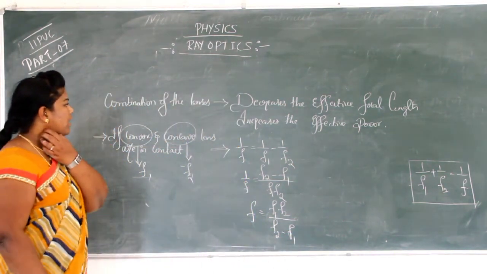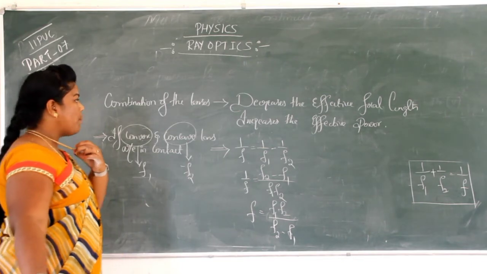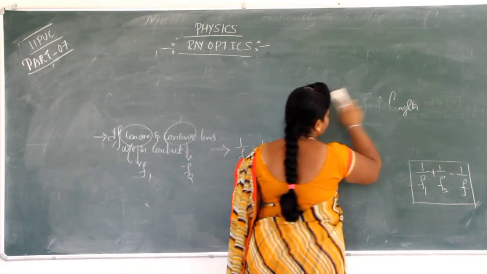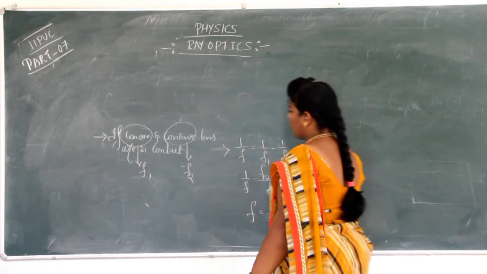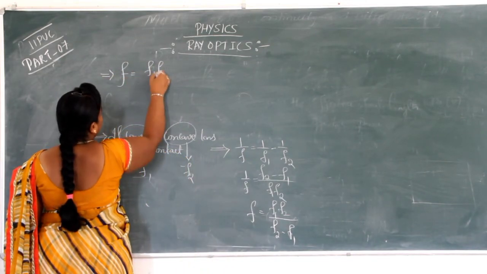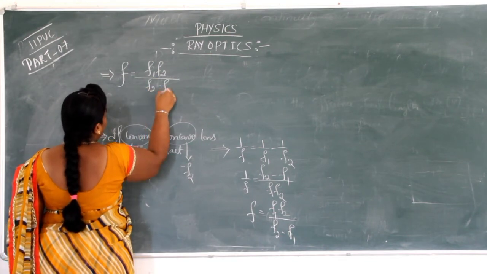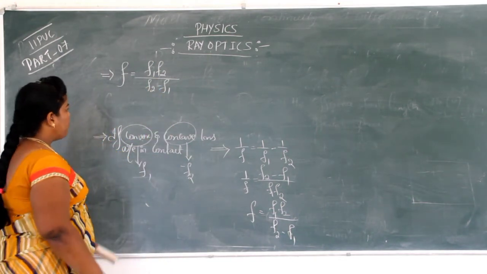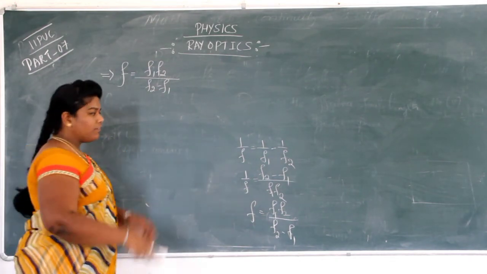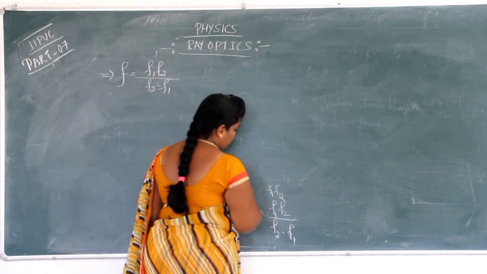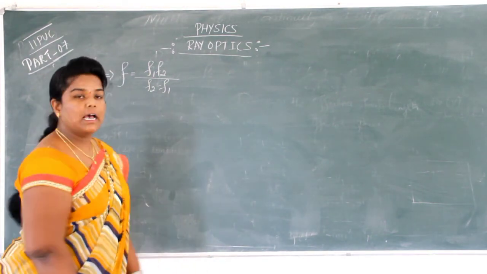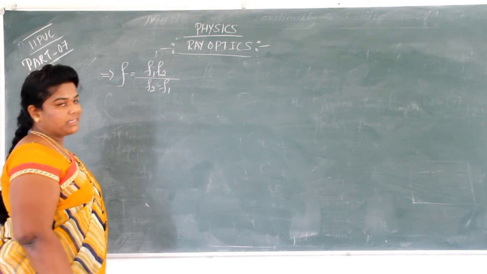This is the final formula required for the effective focal length of a combination of one convex lens and one concave lens: f equals f1 f2 divided by f2 minus f1. If we use two convex lenses, the combination again acts as convex. If we use two concave lenses, the combination acts as a concave lens. There is no issue in that.